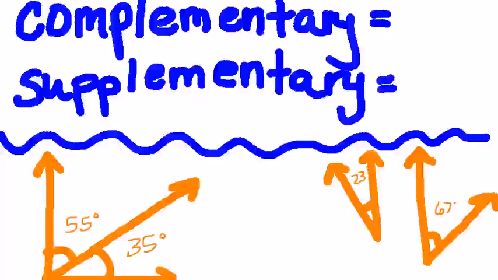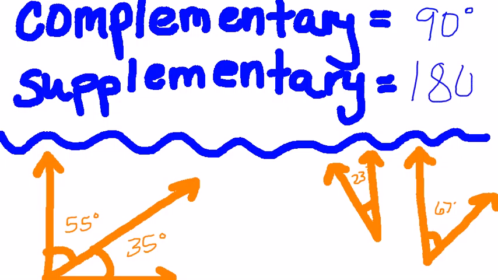So we're going to be talking about complementary and supplementary angles. Two angles that are complementary, the sum of the measures of the angles will be 90 degrees. And then two angles are supplementary if the sum of the measures of the angles is 180 degrees.